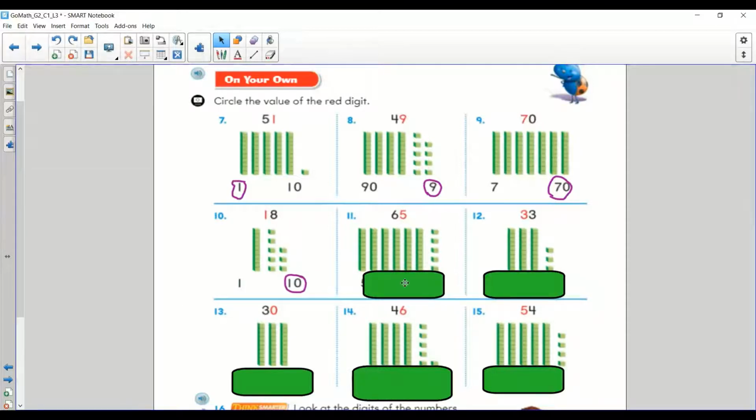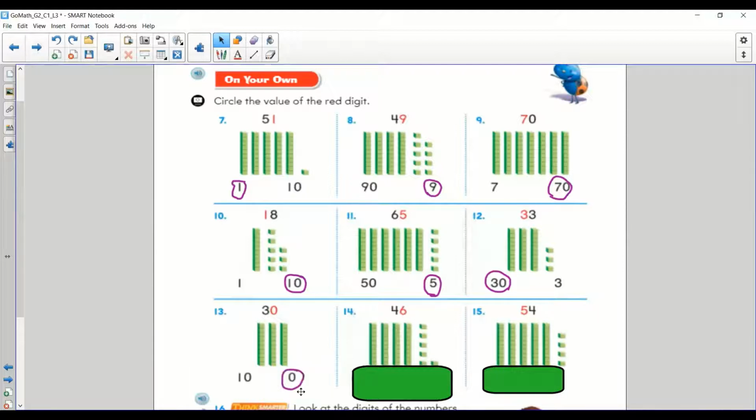65. The value of these 5 ones? 5. 33. The value of 3 tens? 30. 13. For number 13, we have 30. Oh, what is the value of 0 ones? The value of 0 is 0. 46. The value of 6 ones is 6.